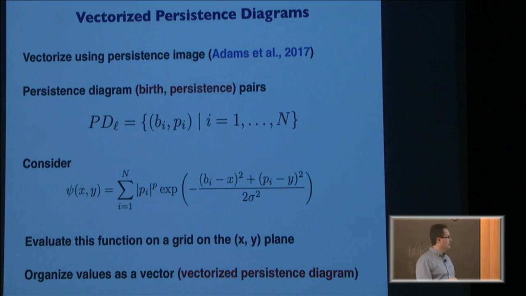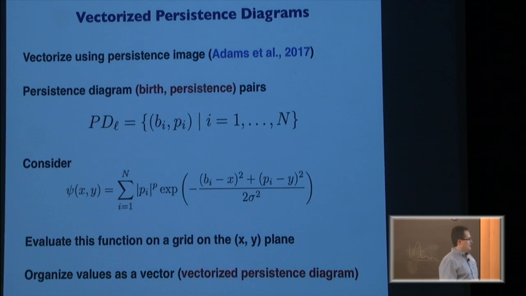The way we are doing it is using the idea of persistence images. The essential idea is, you have your persistence diagram in some dimension. This is a set of pairs of points, birth and persistence. For each point, we put a Gaussian or some probability distribution centered at that point. We sum all these probability distributions, and then we weight them by some weighting function. So centered at each persistence point, p_i, we put a two-dimensional Gaussian, and we weight it by the persistence to some power p. This persistence of p_i is the height from the x-axis to the point.